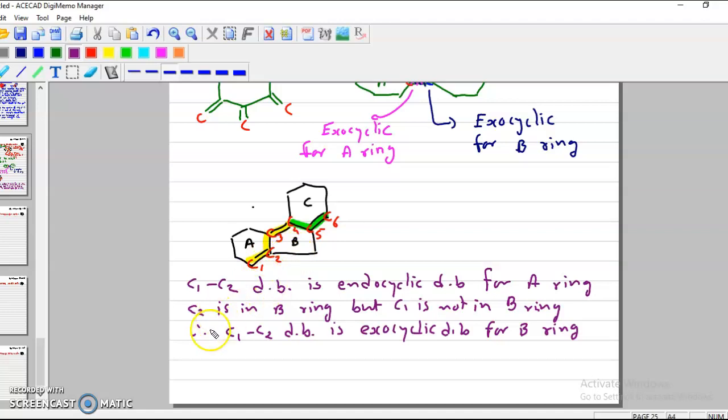Now we see the double bond between C3-C4. Now the C3-C4 double bond is in B ring because both carbons are in B ring. So it is endocyclic for B ring. But you see that the C3 is in A ring or B ring. Sorry, A ring also.